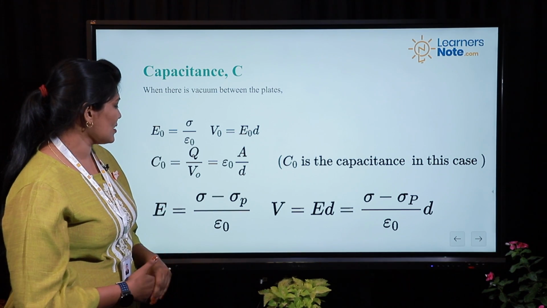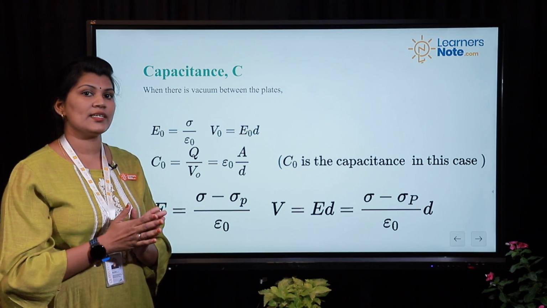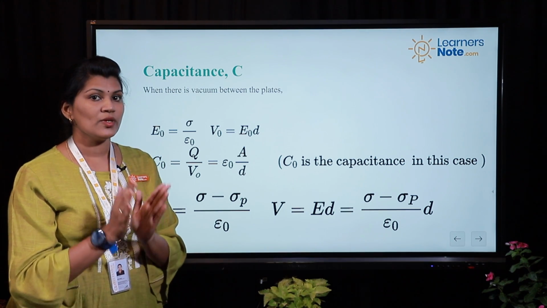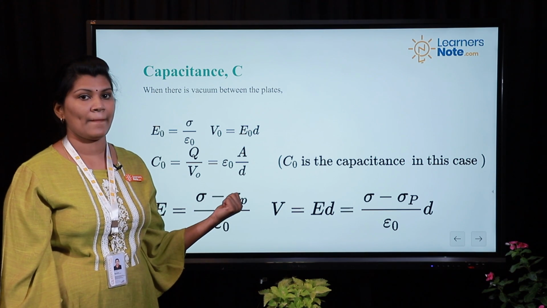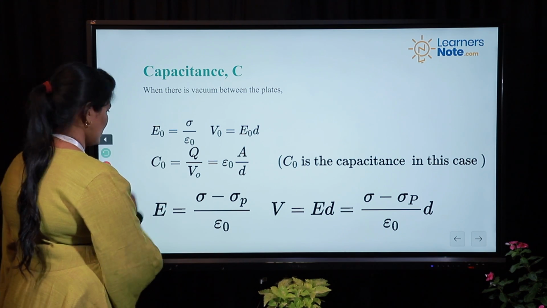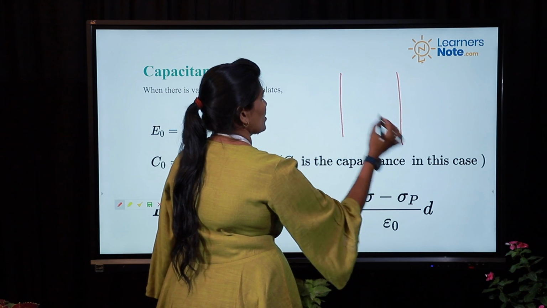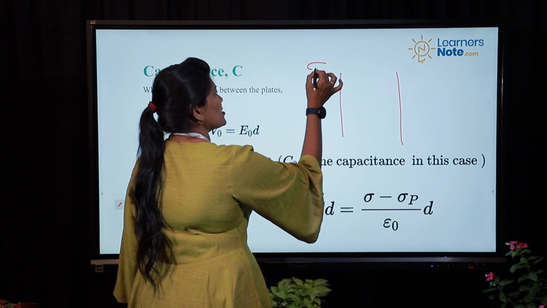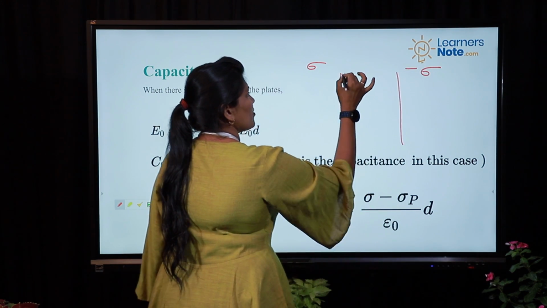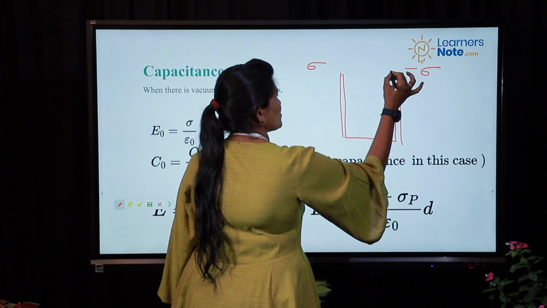Now we can see that in this condition, if you place this dielectric, the charge density on the positive plate of that capacitor will change from sigma to sigma minus sigma p. Because here this is the positive plate and this is the negative plate, and the positive plate has a charge density of sigma and the negative plate has a charge density of minus sigma, and here we are placing a dielectric in between them.